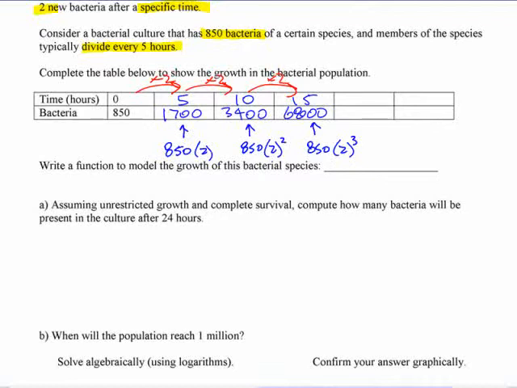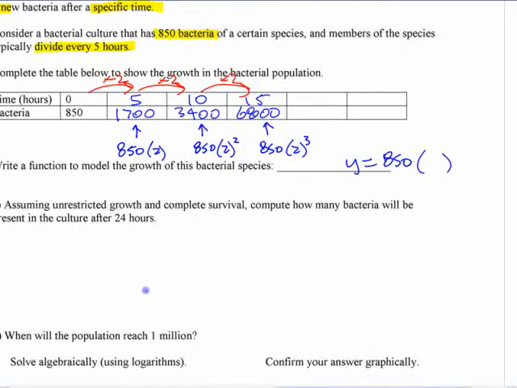If we write a model function, what's the problem if we do this? If we say y equals 850 times, what would the rate be here? What's happening each time? It's 2, yeah, it's doubling. That's a lot higher than growing at 5%. If it was 5% growth, we'd put in 1.05. What kind of percentage is doubling?